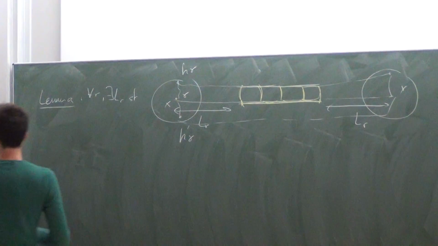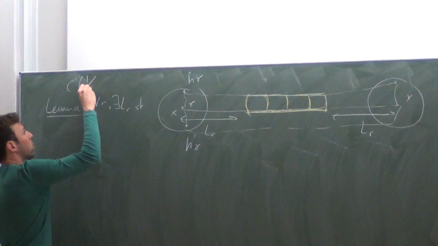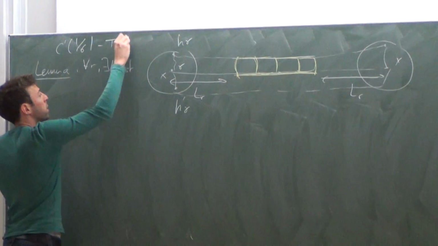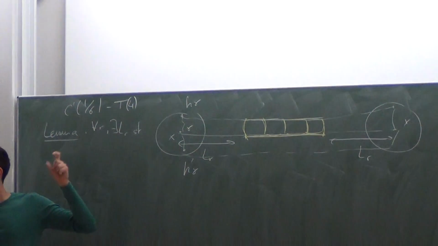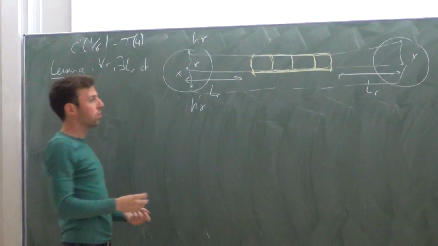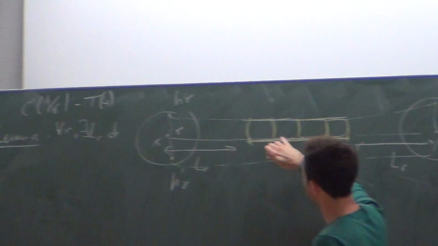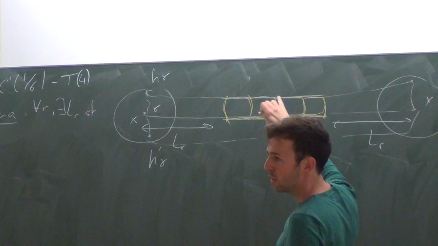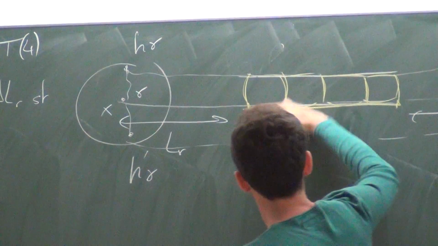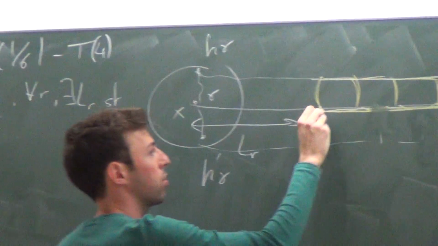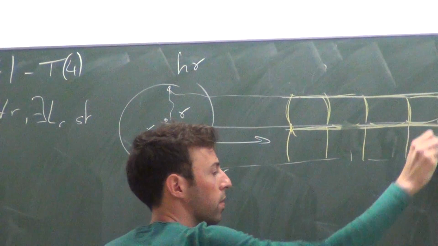Because we are in a C'(1/6)-T(4) complex, T(4) means that the links of vertices have girth at least 4, which means that we cannot have something like this. This is not possible because we would have a loop of length 3 in the link. So it's necessarily going to look like this, with the various polygons piling up, matching perfectly.